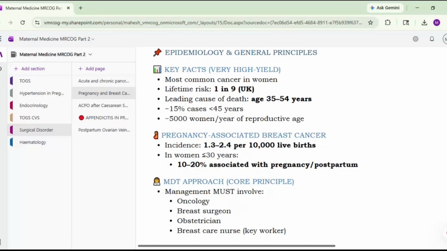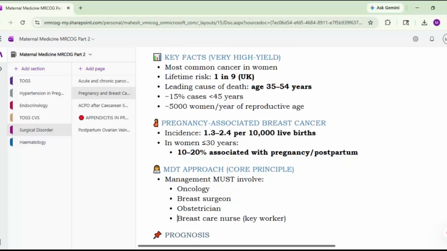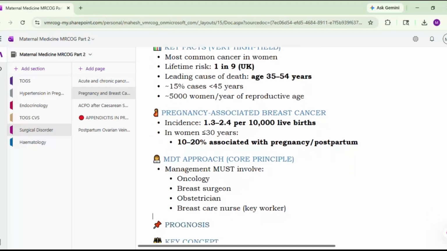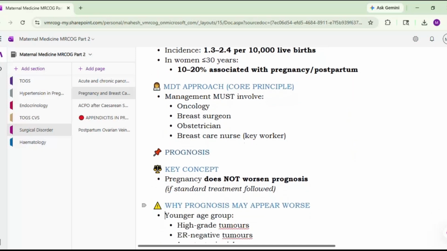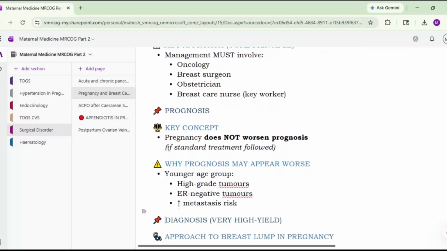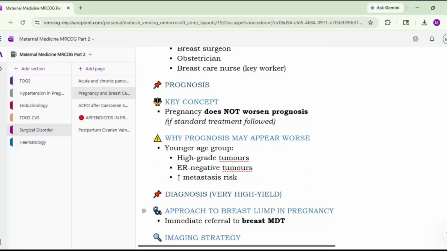Now, when we are managing breast cancer, it is always the MDT approach. The management should involve the oncologist, breast surgeon, obstetrician, and the breast care nurse. The breast care nurse is the key person here. Now, what is the key concept? That pregnancy does not worsen the prognosis. That is the main thing here.